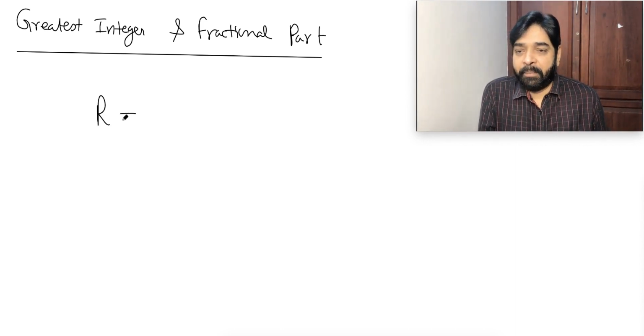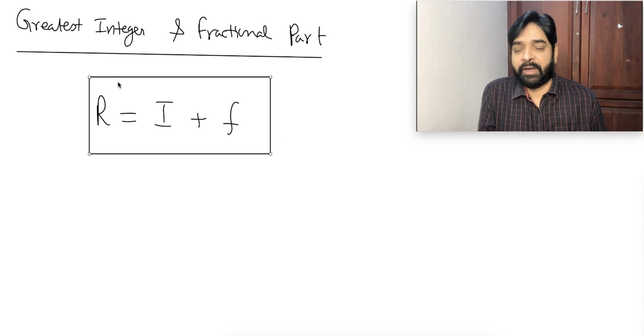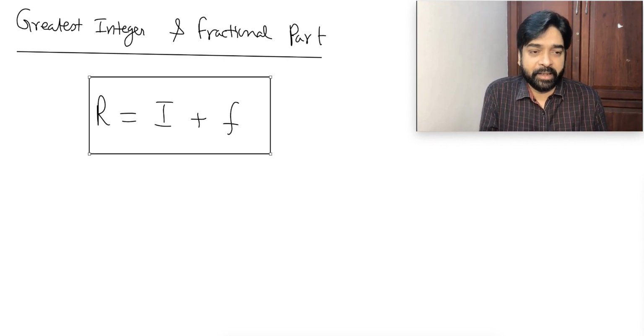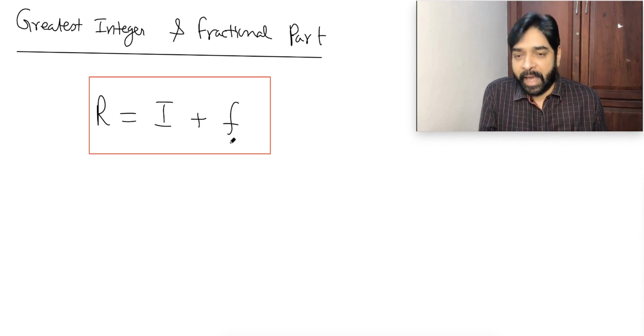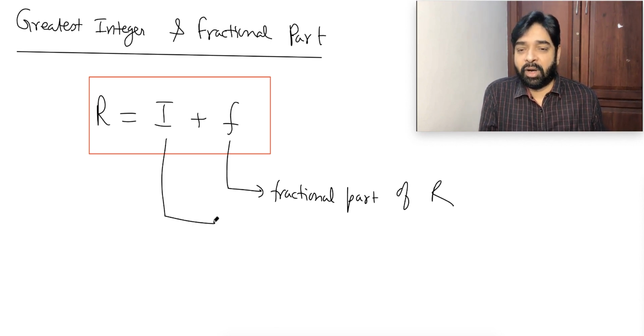See, every real number will have two parts, integral part and fractional part. Every real number. One is the integral part, another is the fractional part. F is called the fractional part. Be clear, this is not a fraction. Fractional part of a number. And I is called the integral part.